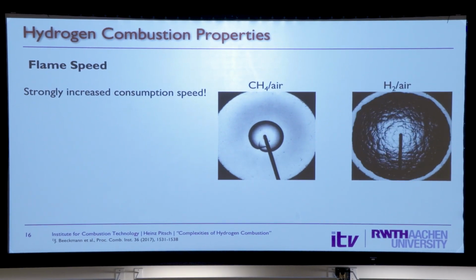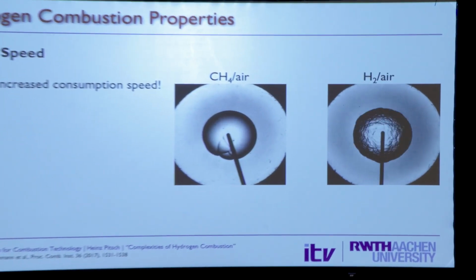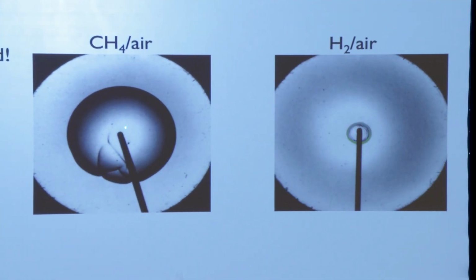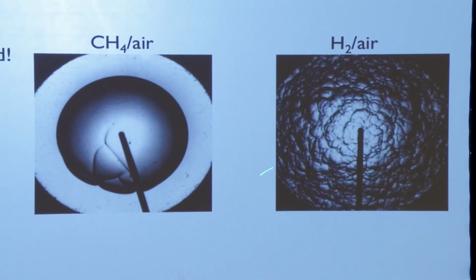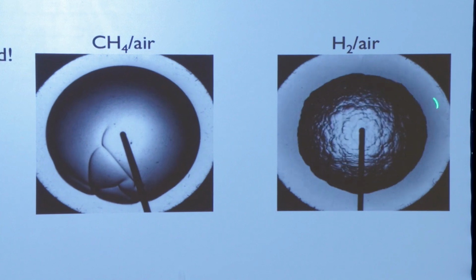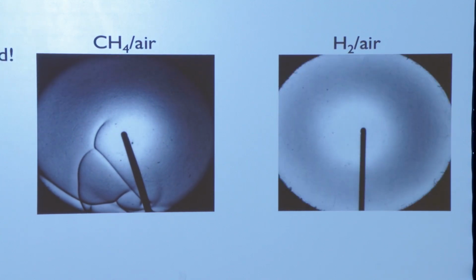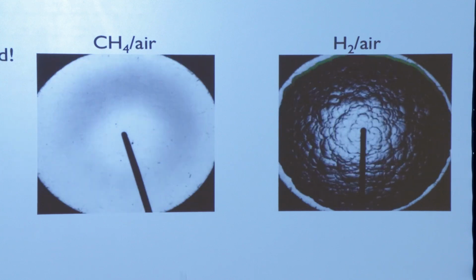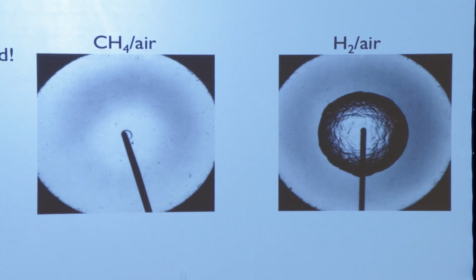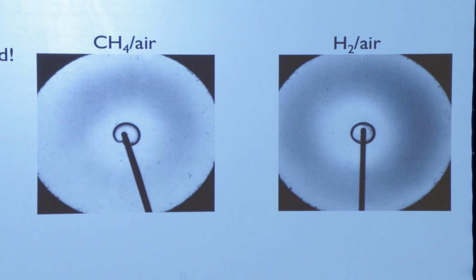And you see hydrogen is faster, it's a lot faster. And what you see also is that here the surface is always nice and smooth, and here very quickly you get these instabilities on the surface that then also make the flame even faster. So the question is, why is it faster?